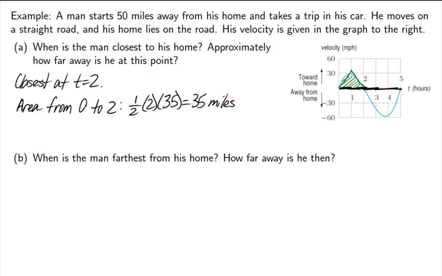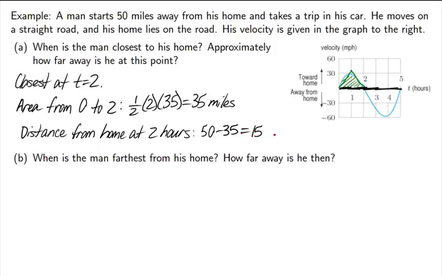Remember, this 35 miles, this area under the curve if you will, represents the distance that he traveled back towards his house. Now this is where we need to go back to the introductory piece of information. He started 50 miles away from his house, and he traveled 35 miles back towards it. Approximately how far away? His distance from home at 2 hours would be 50 miles away, minus the 35 miles he drove towards his home, which is now 15 miles away from his house.